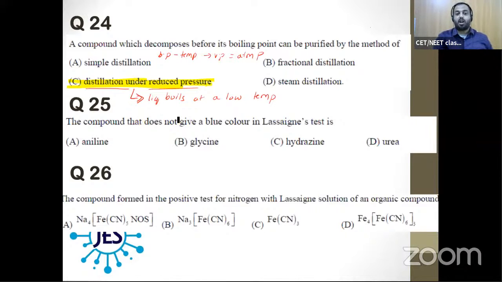The compound that does not give a blue color in Lassaigne's test. Usually Lassaigne's test, blue color comes for which? Element nitrogen. See, Prussian blue. Let me write it. Element nitrogen, when present as cyanide, sodium cyanide, gives Prussian blue in Lassaigne's test.